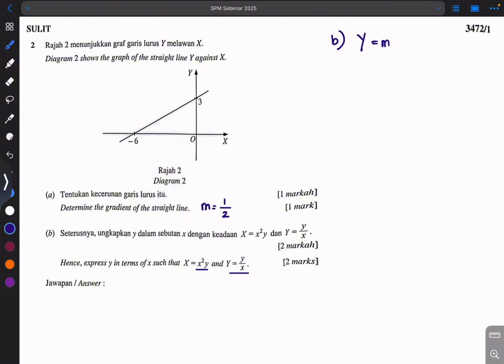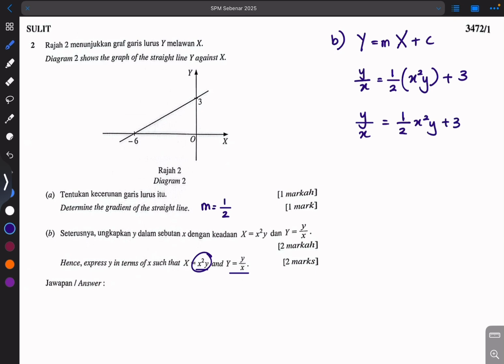Y equals mx plus c. So capital Y is y over x. Our gradient is now, we found, 1 over 2. Capital X is x squared, y plus c. C is the y-intercept. So in this case, c is 3. Then from here we expand and try to make y the subject. So here we get y over x equals 1 over 2 x squared y plus 3.